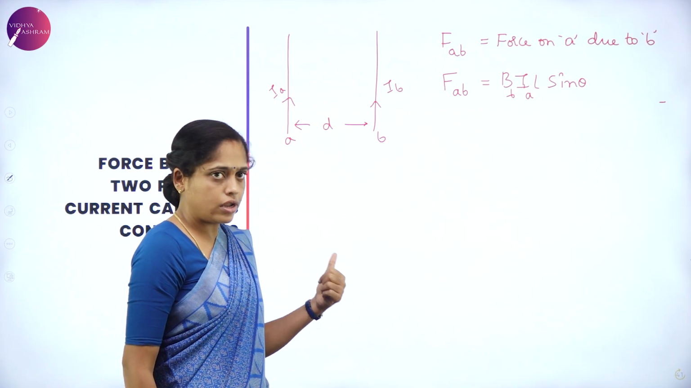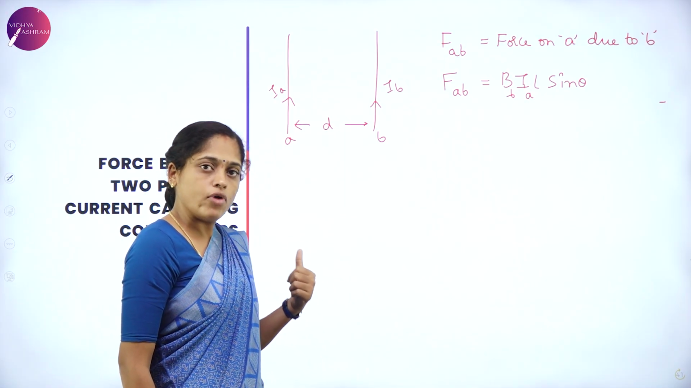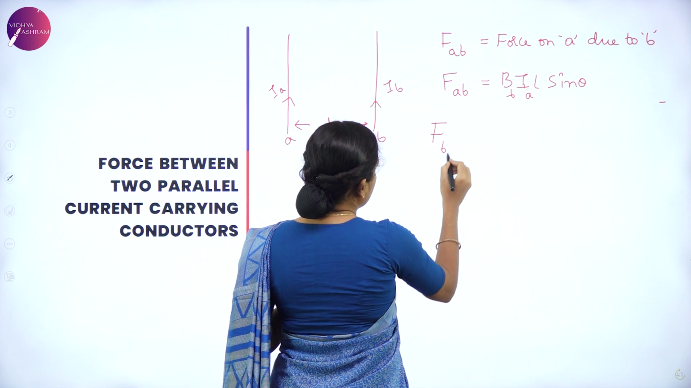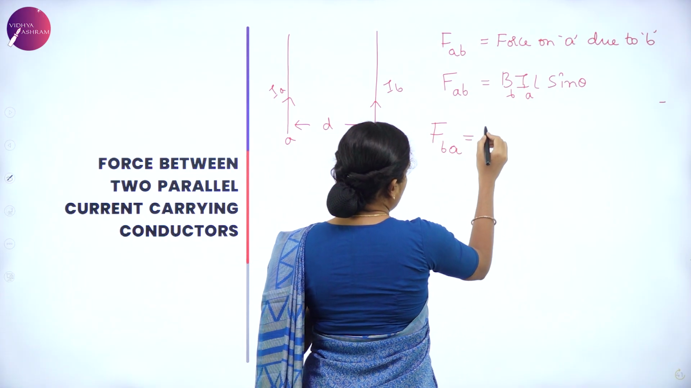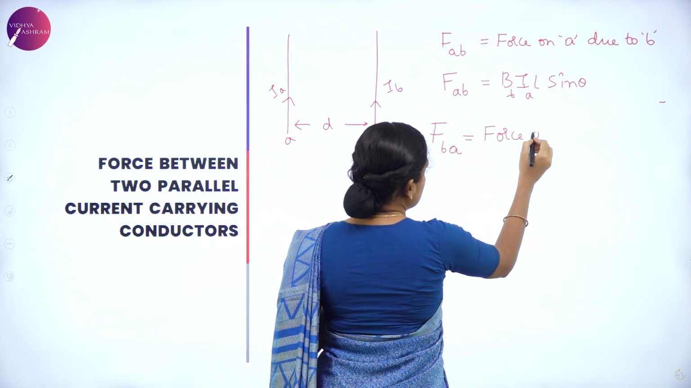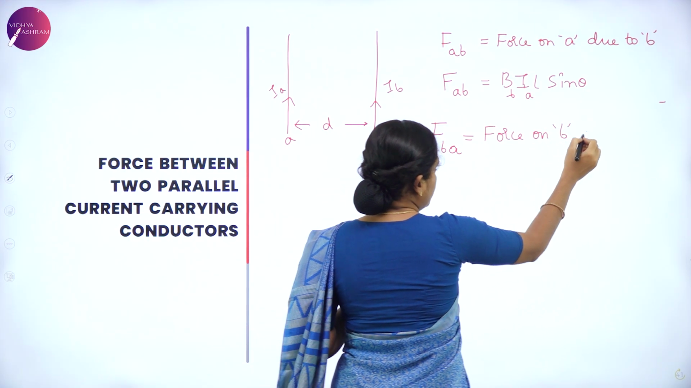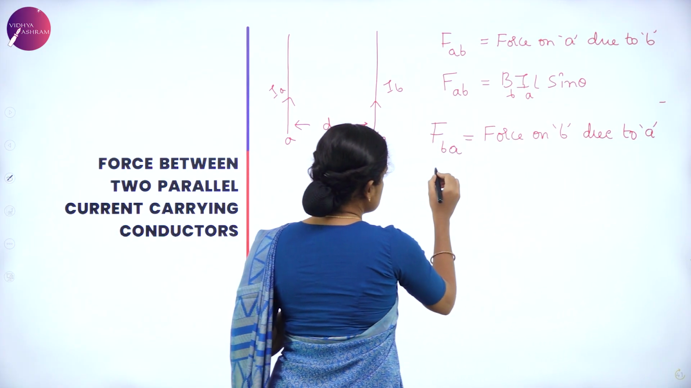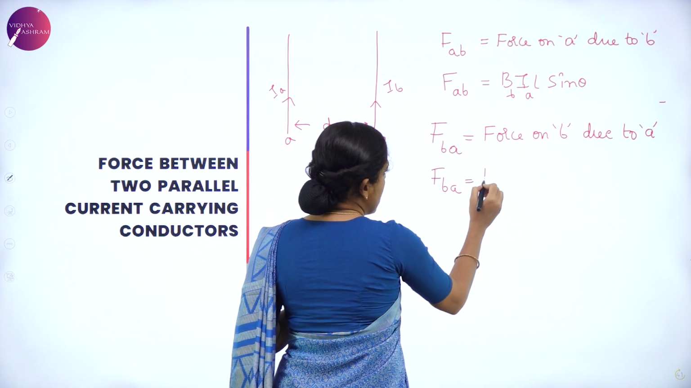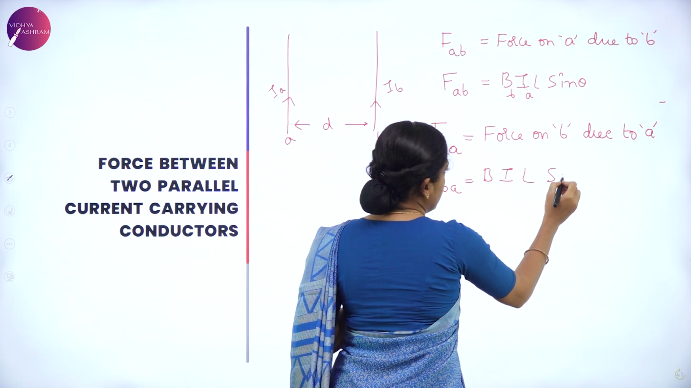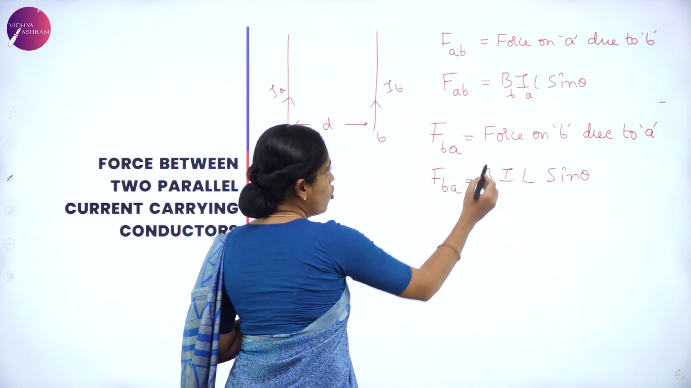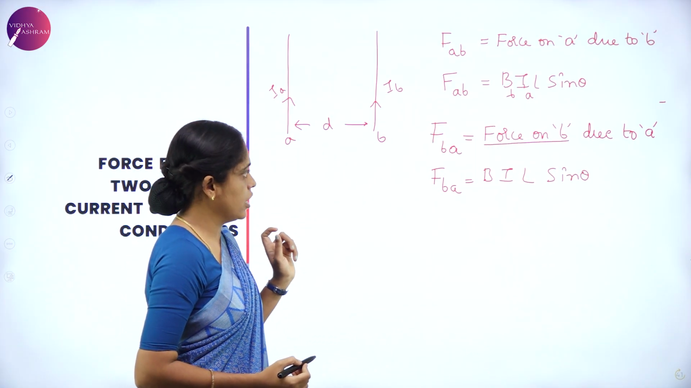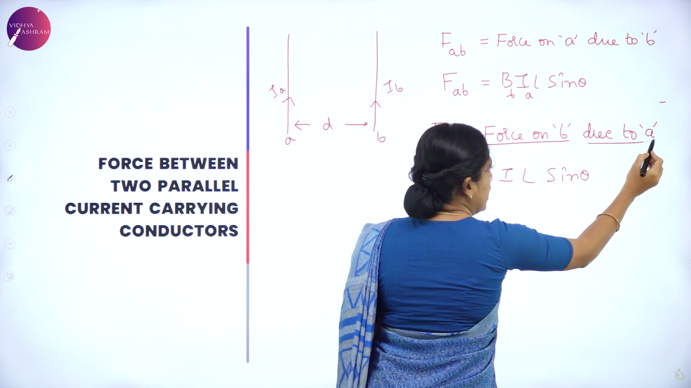Here the external magnetic field is the magnetic field of wire B. In the same way, the force on B due to A is F_BA = B_A I_B L sin theta, the force on B due to the external magnetic field that is created by A.